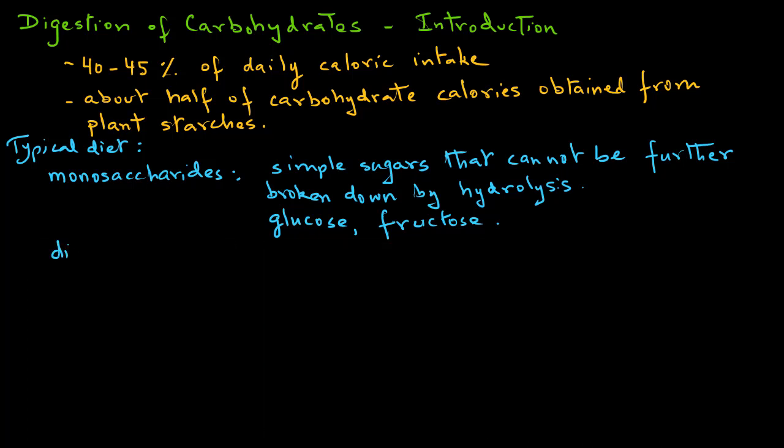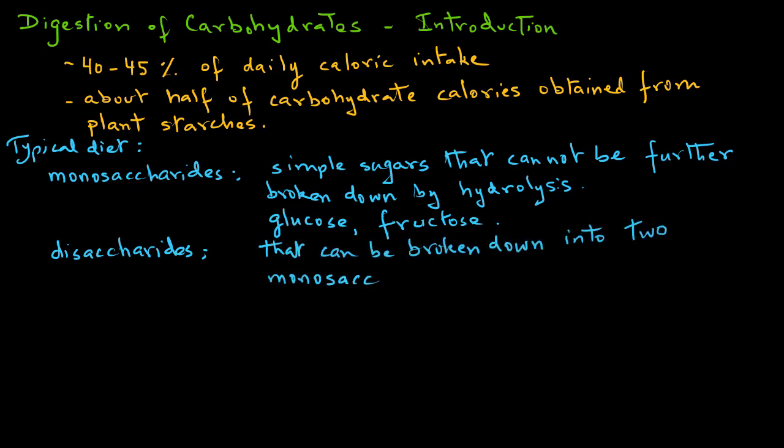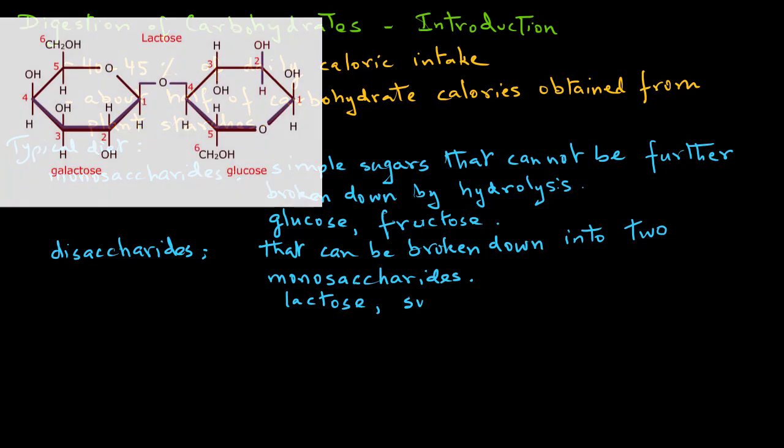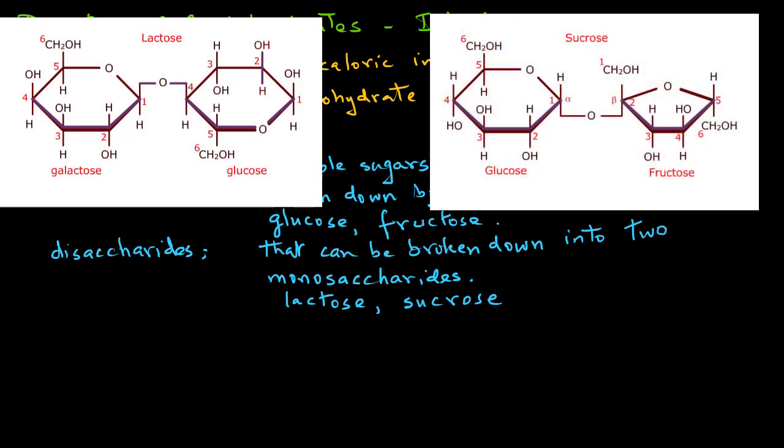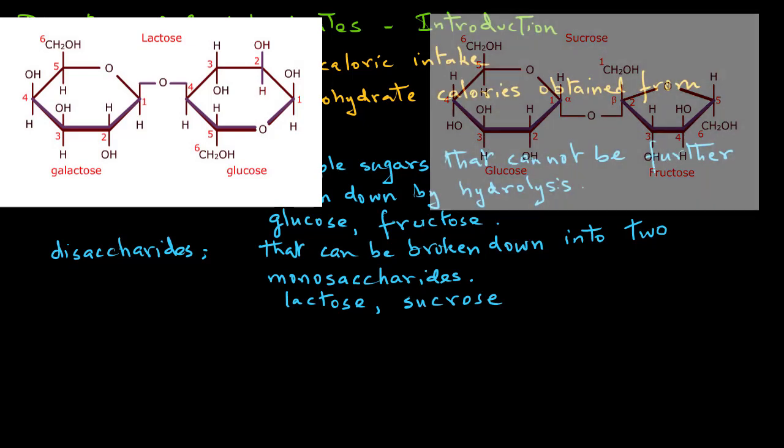Next, we have disaccharides. Disaccharides, of course, contain two monosaccharides, and they can be broken down into those two monosaccharides. Examples are lactose, as the molecular structure shown here, and sucrose. Again, the structure is shown here. We get lactose from milk and milk products, so from dairy items, and sucrose is the plain table sugar that we get from sugar cane or sugar beets.